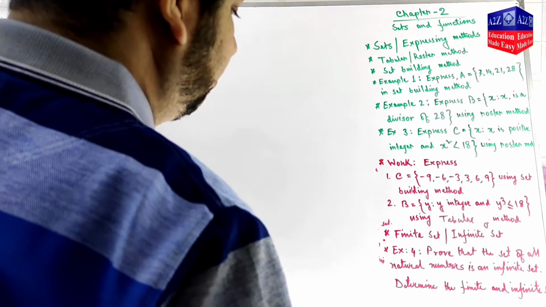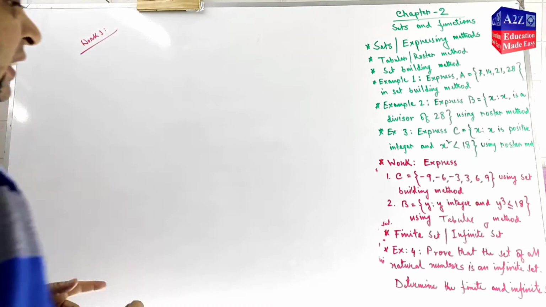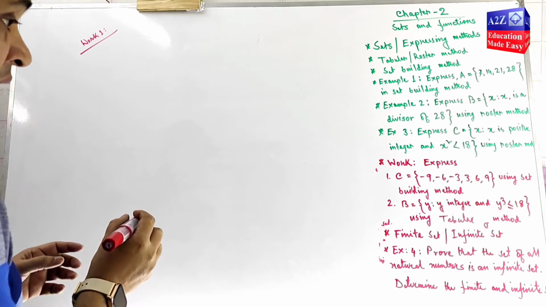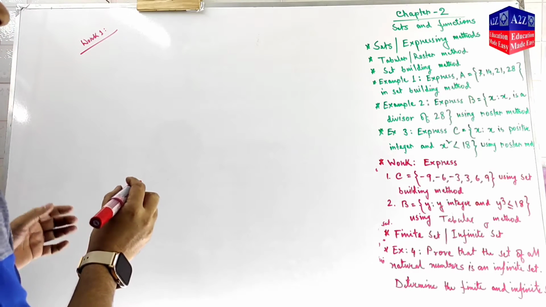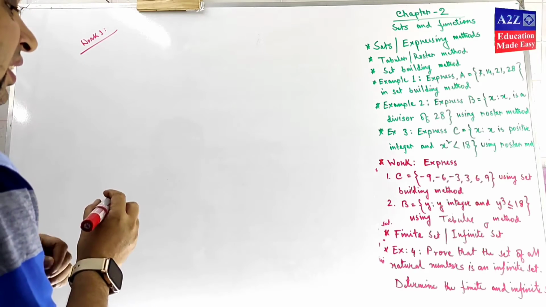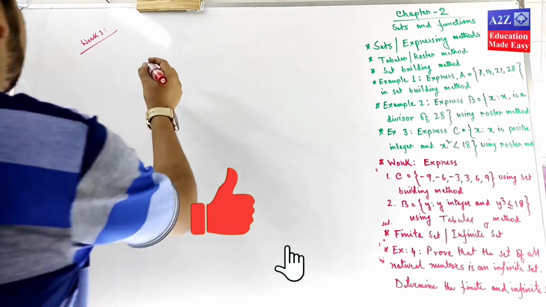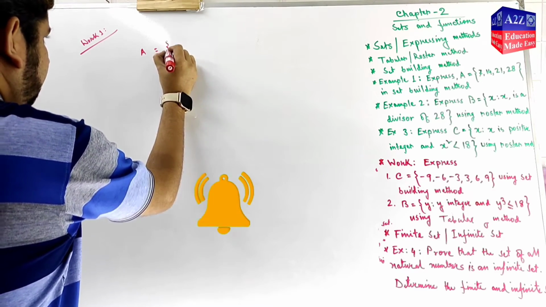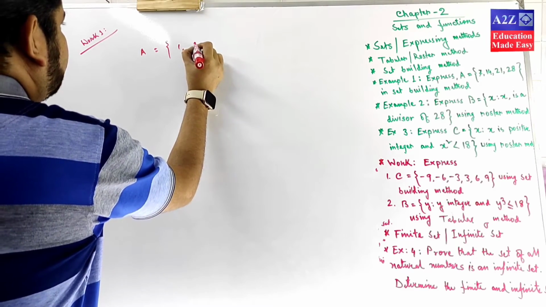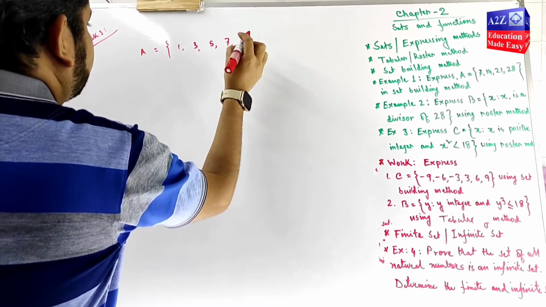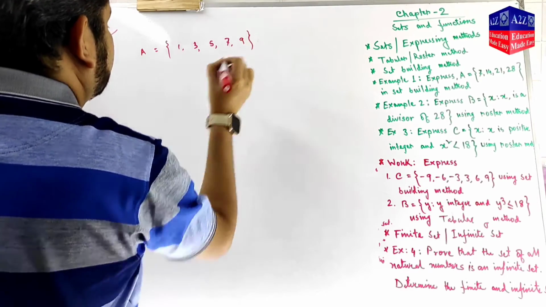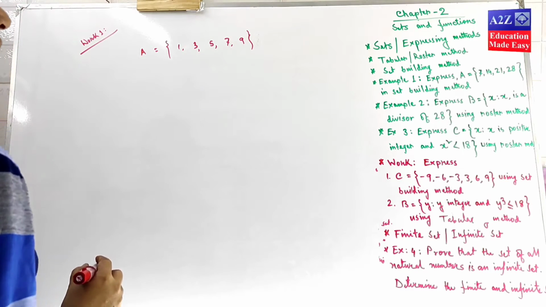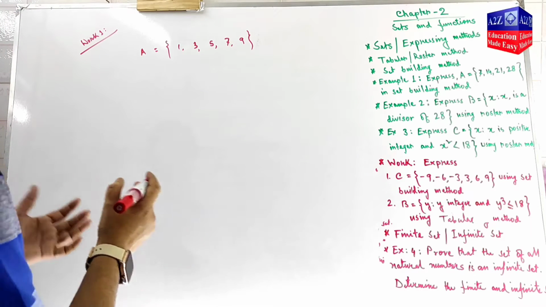Now I have to define a finite set. The finite set can be defined as the set which has a limited number of elements, a countable number of elements. You can count the elements of a finite set very easily. If I say A is a set of 1, 3, 5, 7, 9, the items are only 1, 3, 5, 7, 9, only 5 elements. This is a finite set.